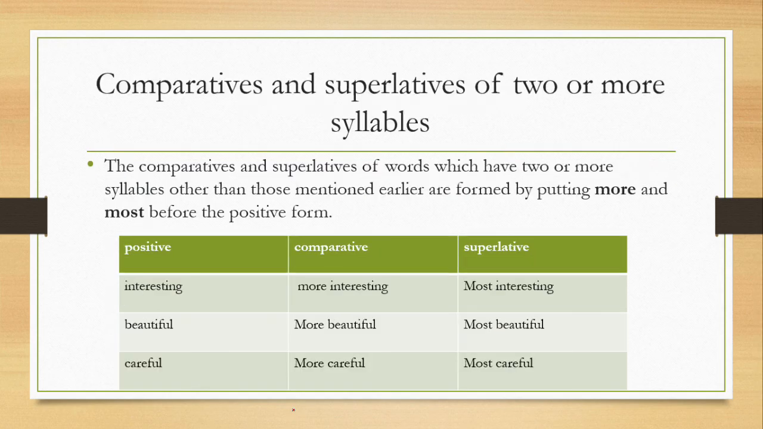We have comparatives and superlatives of 2 or more syllables. The comparative and superlatives of words which have 2 or more syllables, other than those mentioned earlier, are formed by putting more and most before the positive form. We have these words here. Interesting. So can you say interesting? Interesting. Not interestingest. So here with these words which have more than 1 syllable, we add more or most.